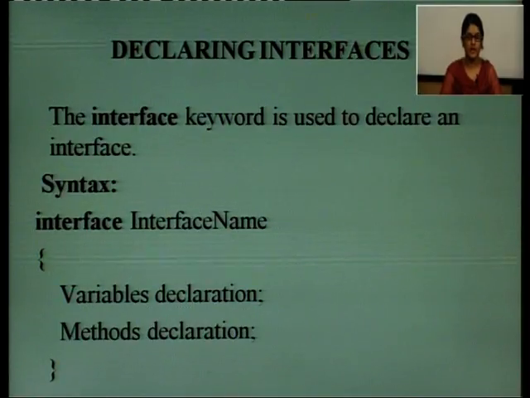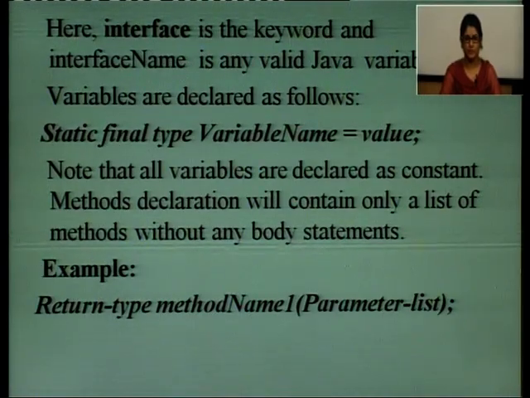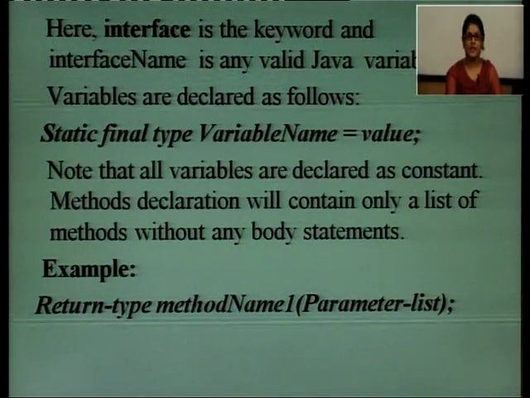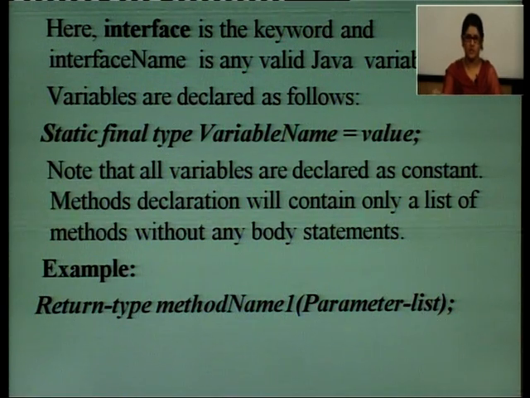I have repeated that slide once again. The interface keyword, how you can declare the interfaces, interface name, then variable declaration and method declaration. Here the interface is the keyword and interface name is any valid Java variable. That means the name of your interface.